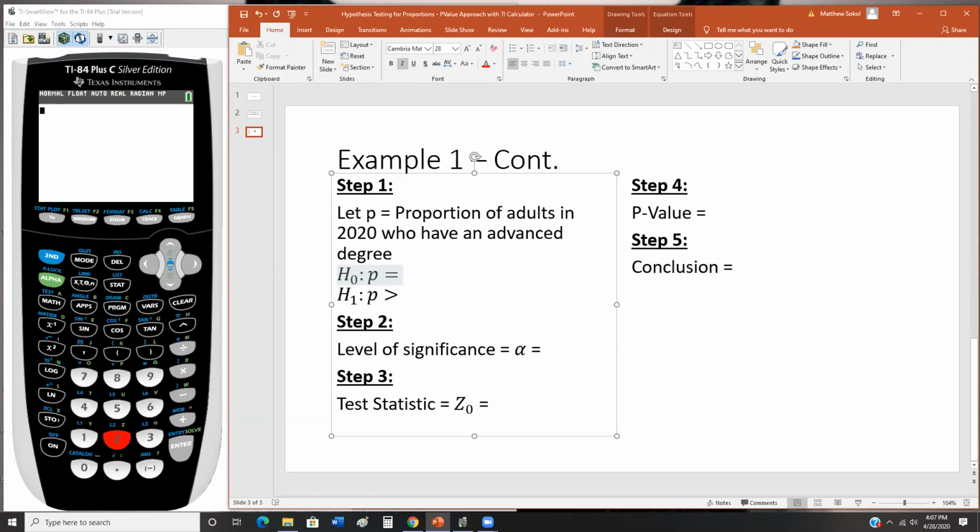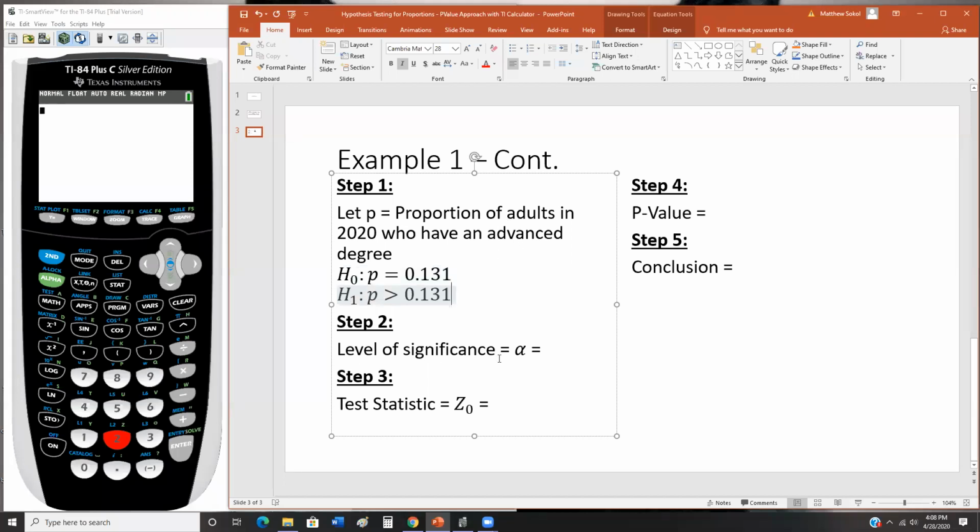Yeah, you just have to be careful here when you write this. You have to change it to a proportion. So we're going to assume that it's equal to the 13.1% or 0.131. And what we're saying is, wait a second, no way, it's got to be greater than that. It's gone up. People are more likely to get advanced degrees 20 years from 2000.